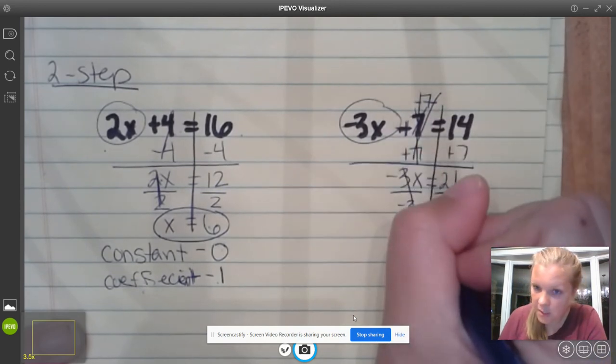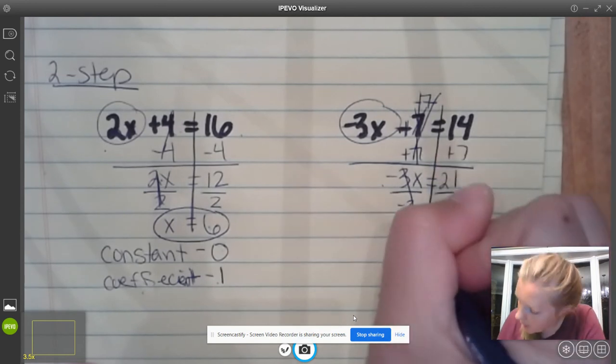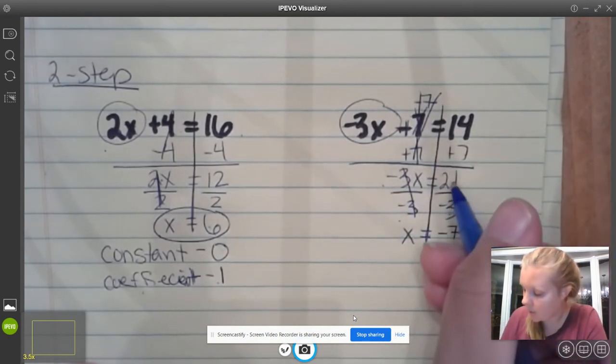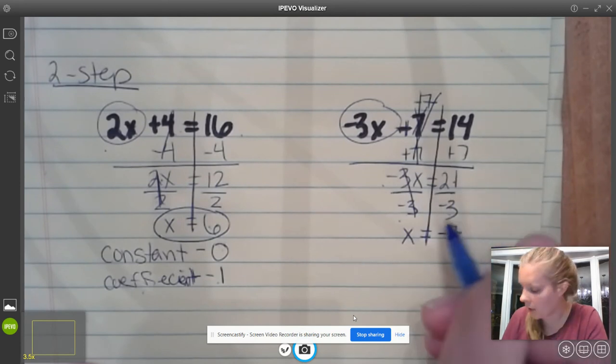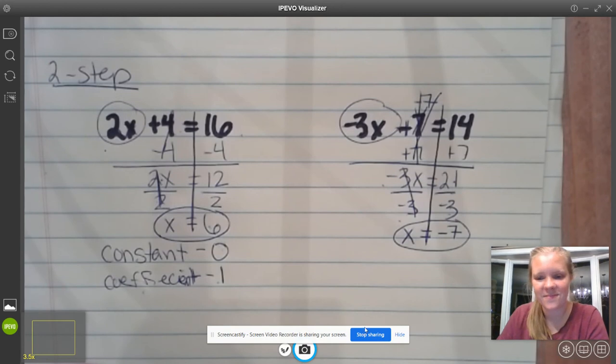The negative 3's cancel because negative 3 divided by negative 3 is 1. And 21 divided by negative 3 is negative 7. These signs are different, so the answer is negative. X equals negative 7.